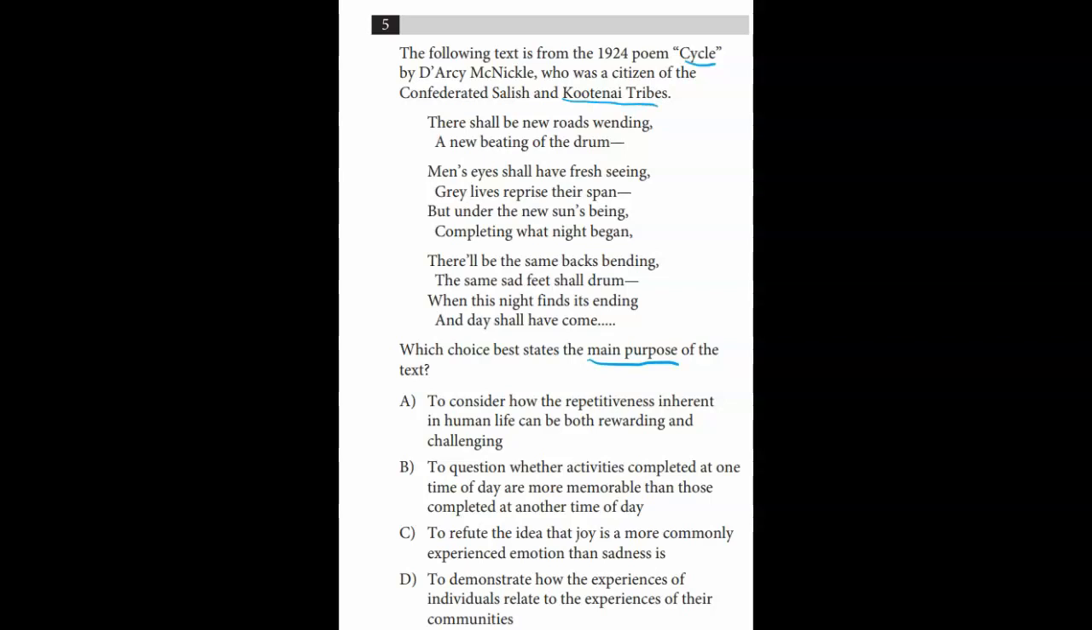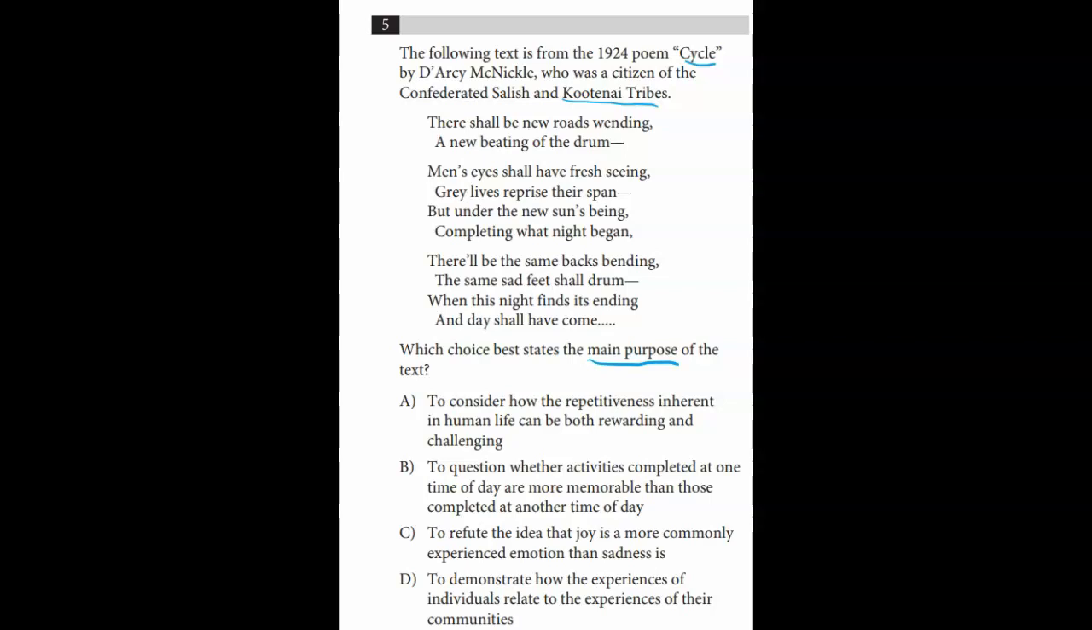Let's read it. There shall be new roads wending, a new beating of the drum. Men's eyes shall have fresh seeing, gray lives reprise their span. But under the new sun's being, completing what night began. There shall be the same backs bending, the same feet shall drum, the same sad feet shall drum. When this night finds its ending, a day shall have come.